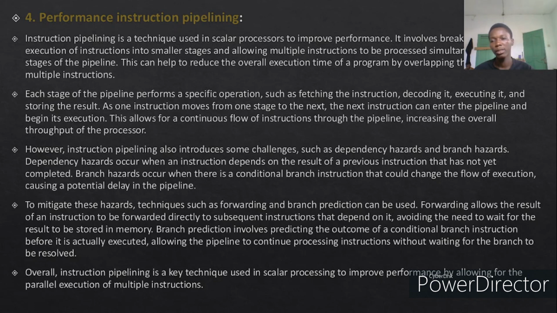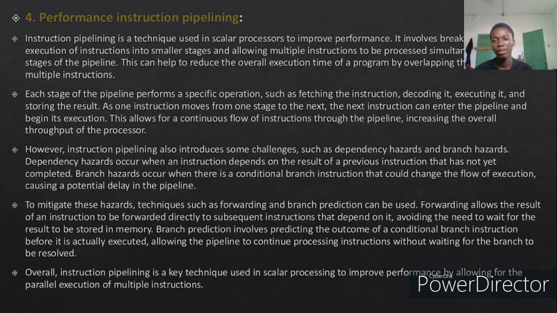Now, the second point is each stage of the pipeline performs a specific operation, such as fetching the instruction, decoding it, executing it, and storing the result. As one instruction moves from one stage to the next, another instruction can enter the pipeline and begin its execution. This allows for a continuous flow of instructions through the pipeline, increasing the overall throughput of the processor.